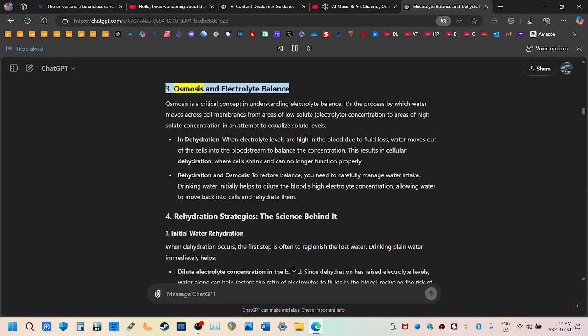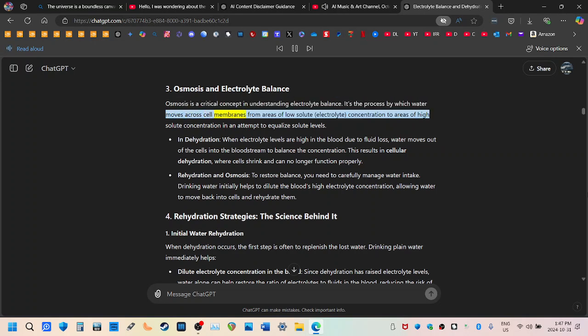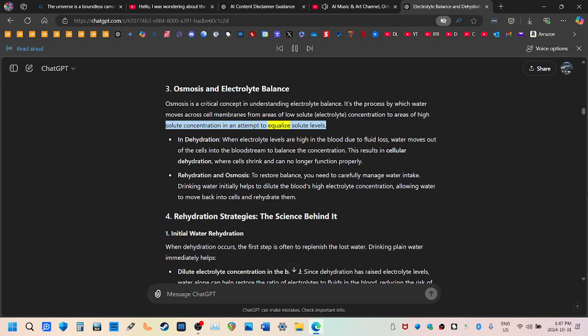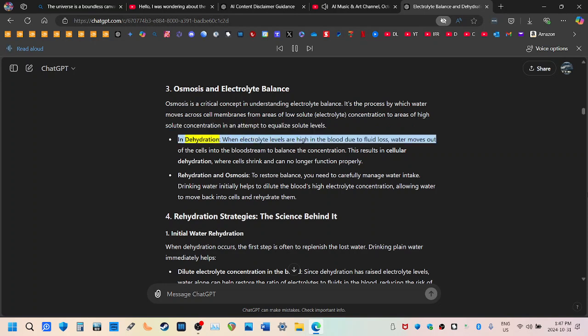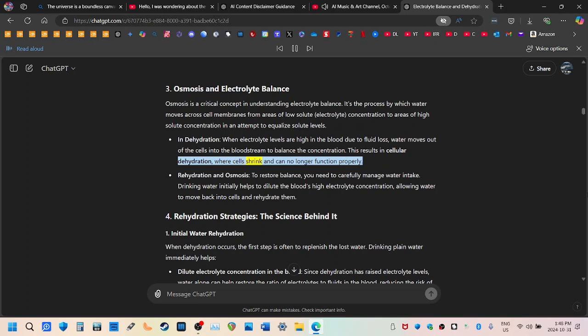3. Osmosis and electrolyte balance. Osmosis is a critical concept in understanding electrolyte balance. It's the process by which water moves across cell membranes from areas of low solute (electrolyte) concentration to areas of high solute concentration in an attempt to equalize solute levels. In dehydration, when electrolyte levels are high in the blood due to fluid loss, water moves out of the cells into the bloodstream to balance the concentration. This results in cellular dehydration, where cells shrink and can no longer function properly.